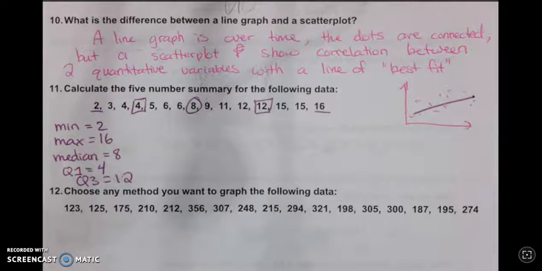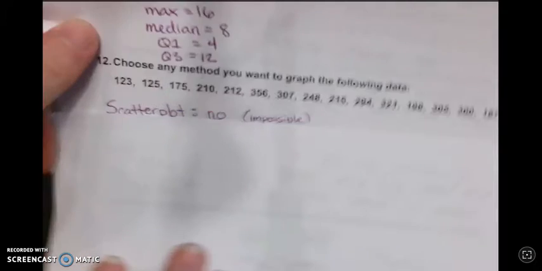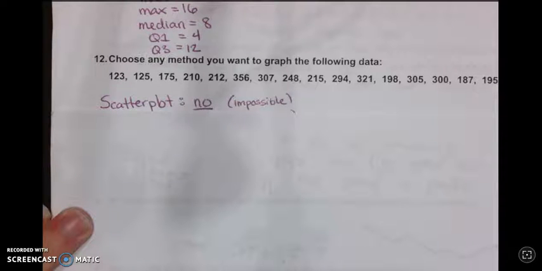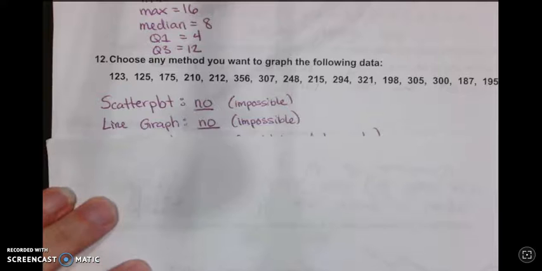Okay, number 12. Choose any method you want to graph the following data. So we have talked about 8 different methods. So I'm going to show you all the different methods, what you can and can't do. So if you're thinking scatterplot, the answer is no, it's impossible because you have to have 2 variables. A line graph is also impossible because we don't have time. It has to be over time.